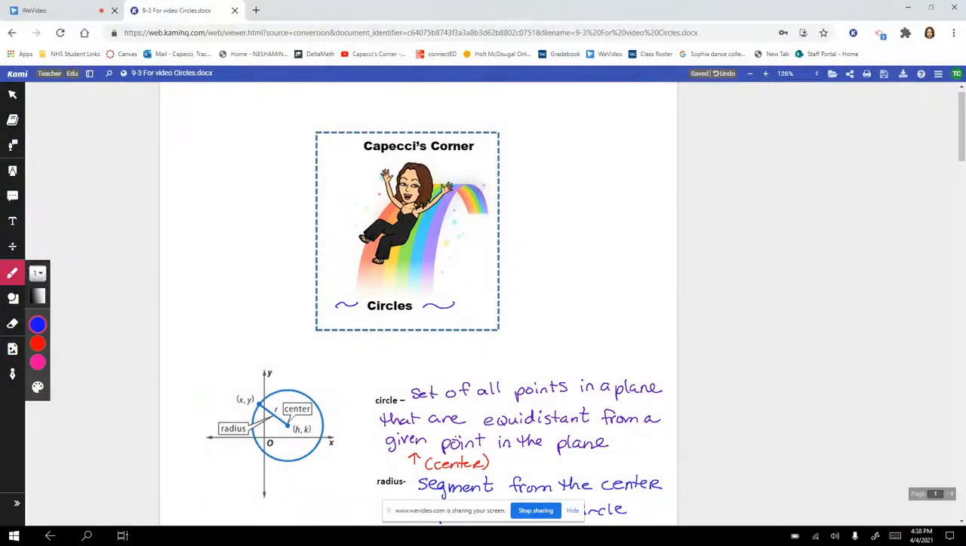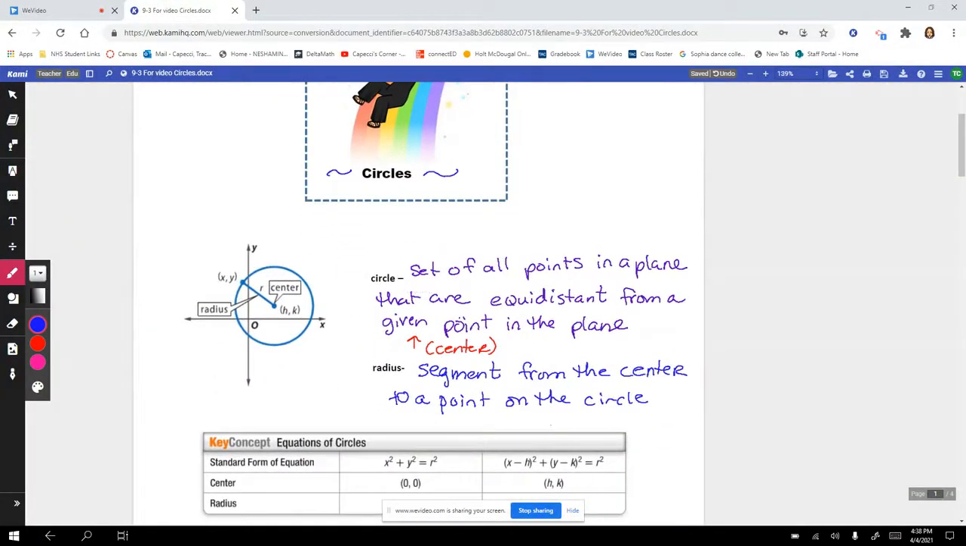Hedgie's Corner, we're going to look at circles. So, what is a circle? Everyone knows what a circle looks like. So, let's look at the definition.